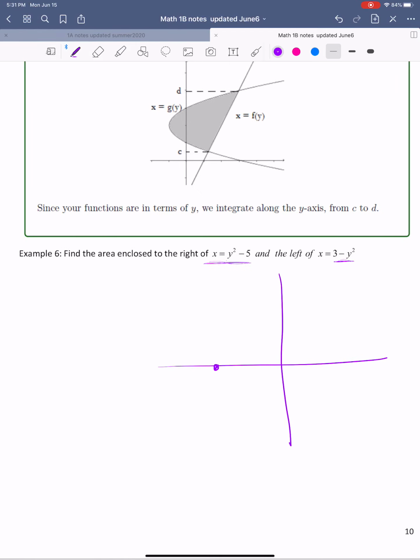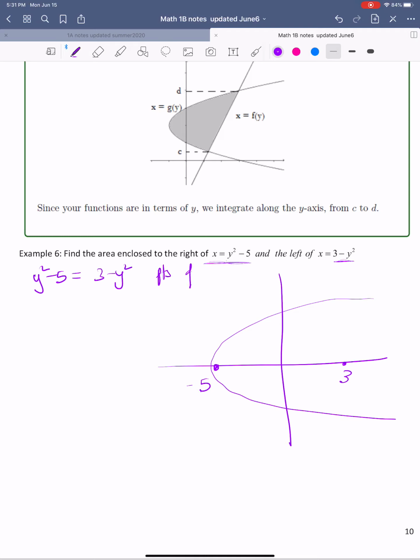And maybe I should think about where it touches the y-axis as well. If I want to find out where it touches the y-axis, it would be plus or minus square root of 5. The second parabola opens towards the left because it touches the x-axis at positive 3. This one touches at negative 5. Let's also find the points of intersection by setting the curves equal to each other.